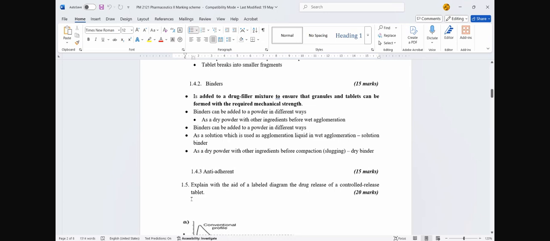Anti-adherents, the answer is not given. Anti-adherent is usually given for a tablet to not stick to the punches, right? The punch faces, and to make them free flowing with the tableting machine, right? And did you all write an answer for this question?